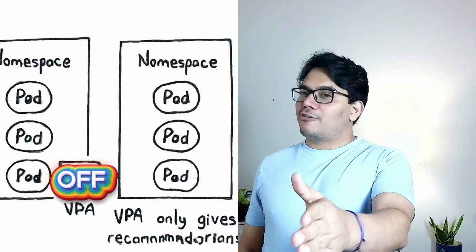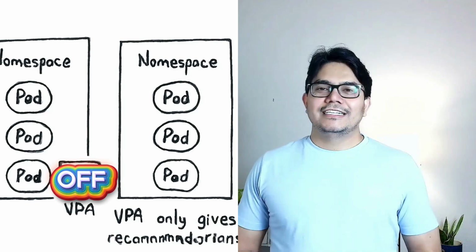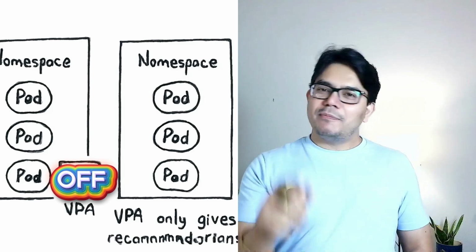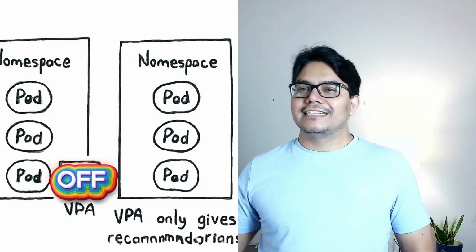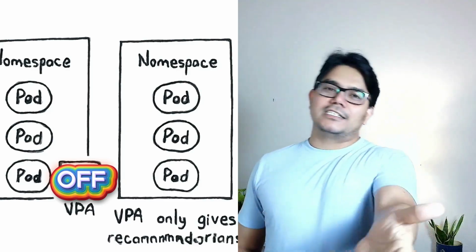Now, let's create our VPA object. And just like I said in the last video, we are going to start in the safest possible mode: Off. This means VPA will only calculate a recommendation. It will not touch our pod yet. Just like HPA, even VPA is a namespace-scoped object. That is, it can only watch the pods in the same namespace it's deployed in.